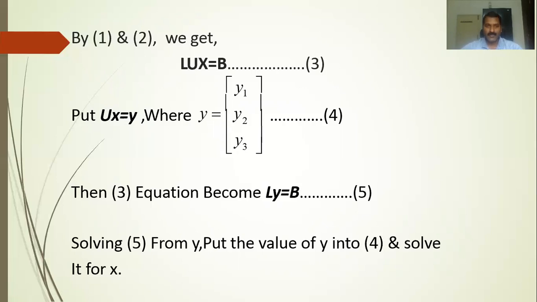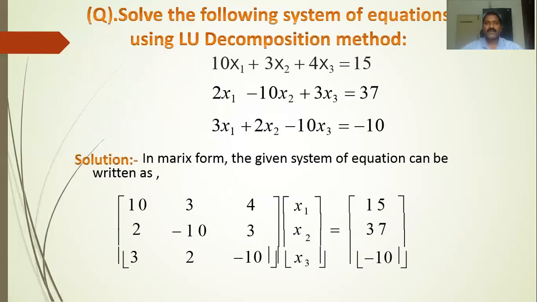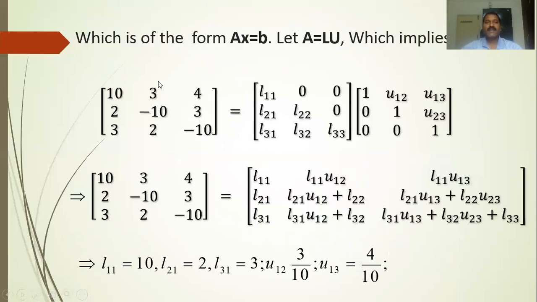Now, let's see how to decompose with an example. Solve this system: 10x1 plus 3x2 plus 4x3 equal to 15, 2x1 minus 10x2 plus 3x3 equal to 37, and the third equation equal to minus 10. We write the system in matrix notation as AX equal to B, where A is the coefficient matrix, X is the column matrix of variables involved in the system, and B is the right side elements. Now we decompose this A, replace that A by LU, and let's see how to solve the given system of equations.